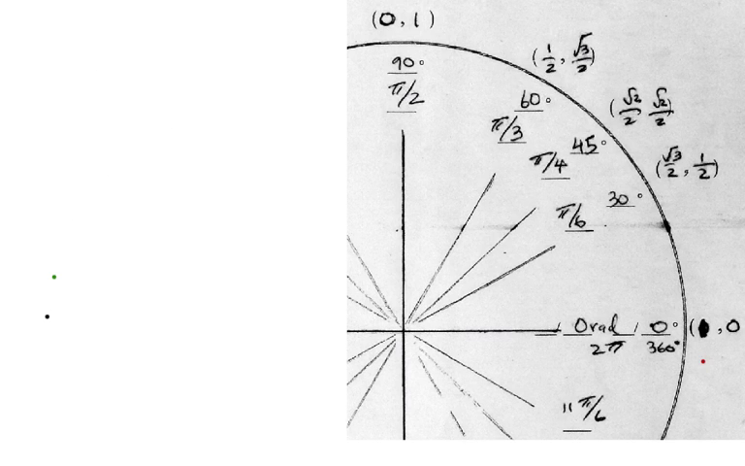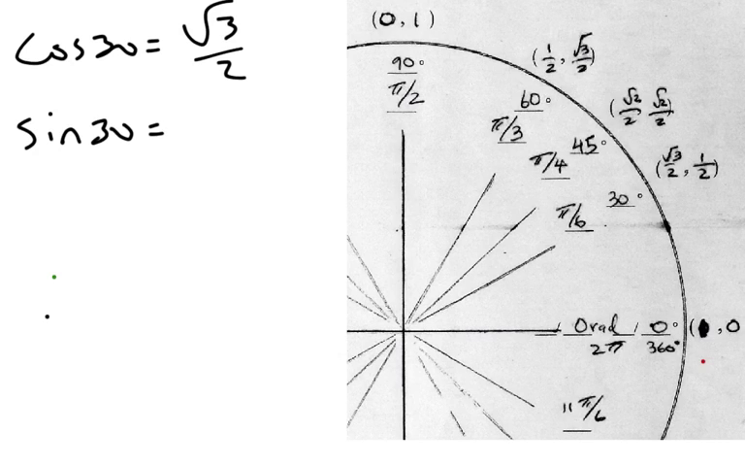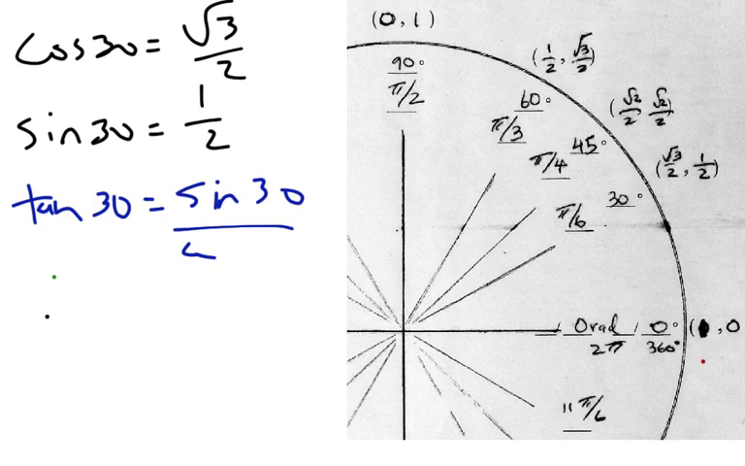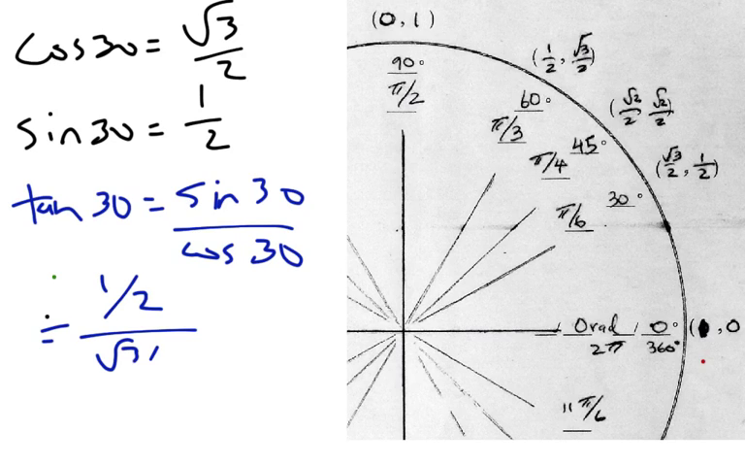Okay, now let's work on the other trigonometric functions. Let's work with 30, for example. I have cosine of 30 equal to square root of 3 over 2. Sine of 30 is the y value, so it's 1/2. Now from here, I just need to use my identities. Tangent of 30. Tangent is sine over cosine, so it's sine of 30 over cosine of 30. So tangent of 30 is 1/2 divided by the cosine, square root 3 over 2.